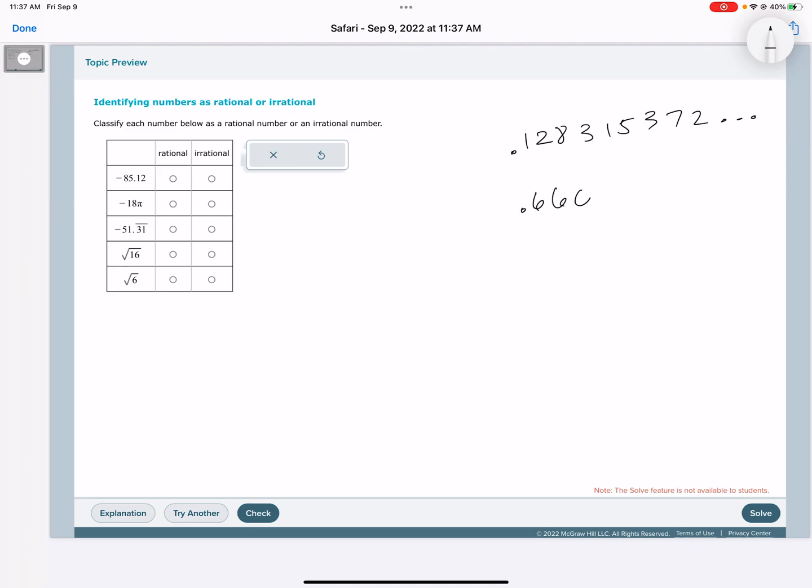But 0.66666, that keeps going, that's actually 2 divided by 3. So that would be rational. So you see here any of these that are rational or irrational. This one stops, and so that's okay. That's rational. To be rational, the decimal either stops or repeats, has a repeating pattern.